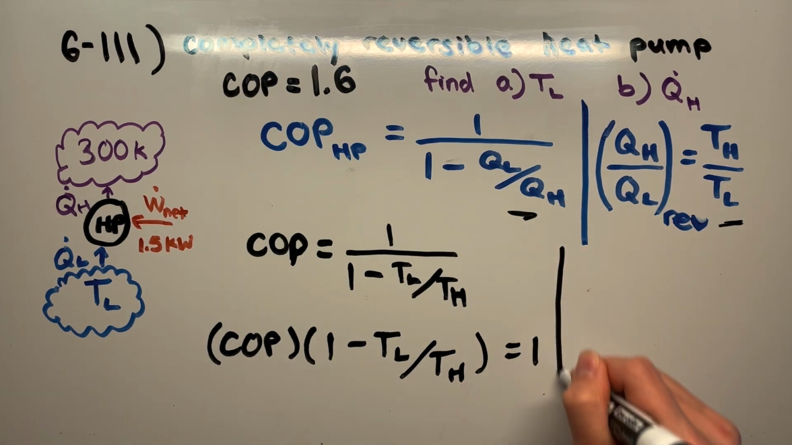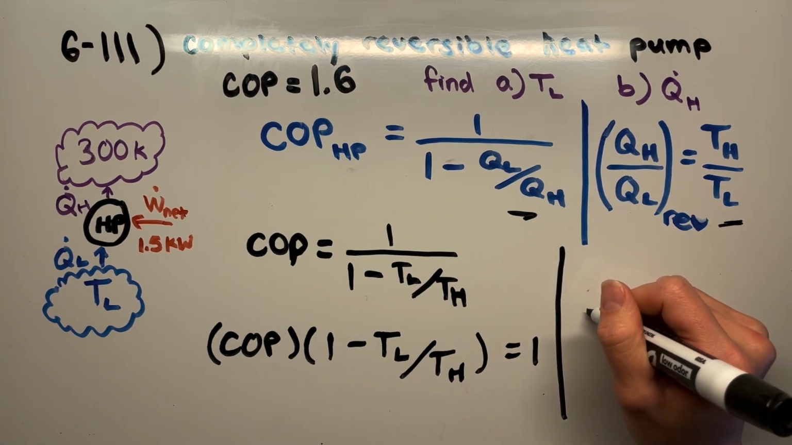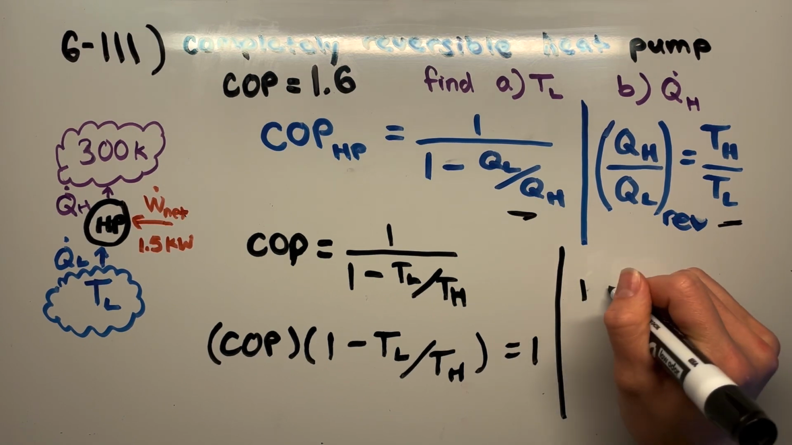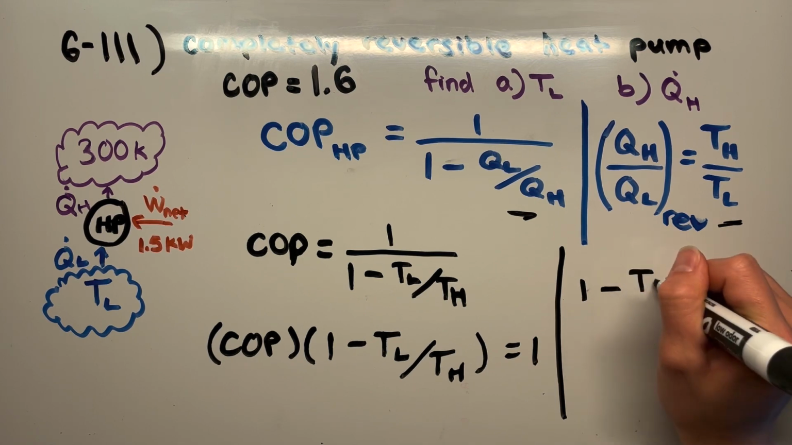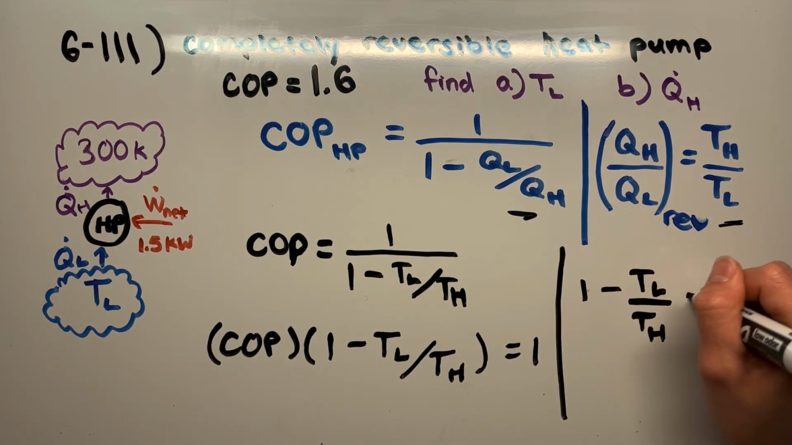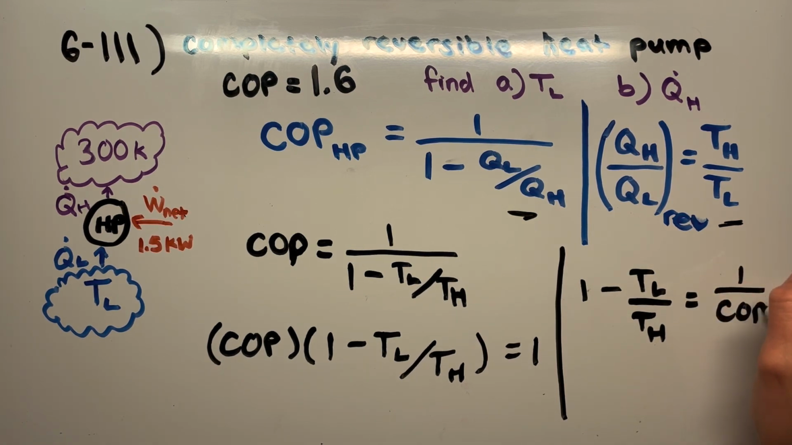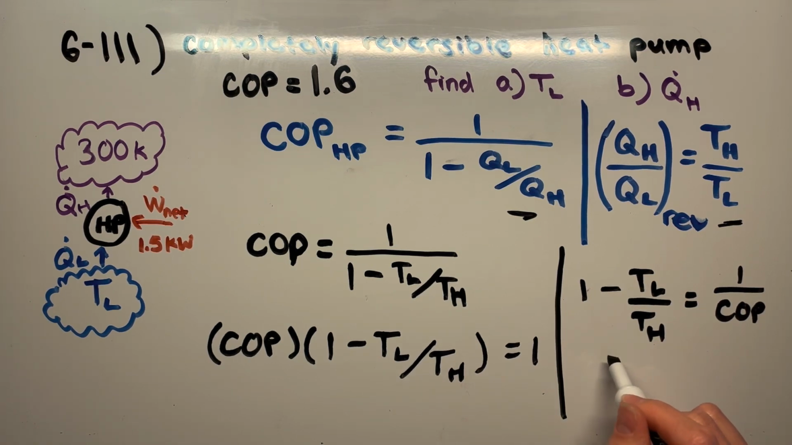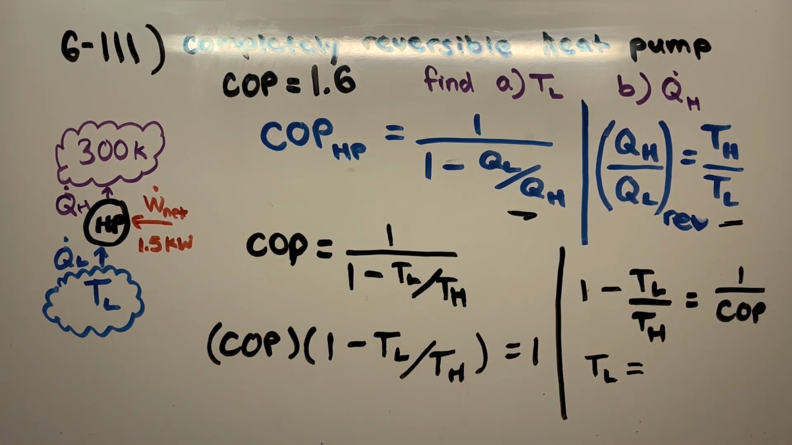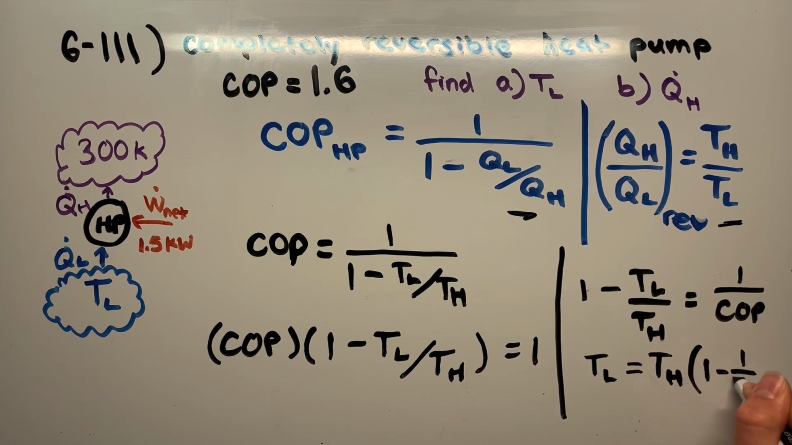I'm going to continue on the right side. Then we are left with 1 minus TL over TH is equal to 1 over COP. I'm going to combine some steps. So now we have TL is equal to TH times 1 minus 1 over COP.